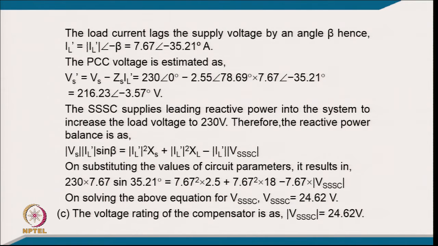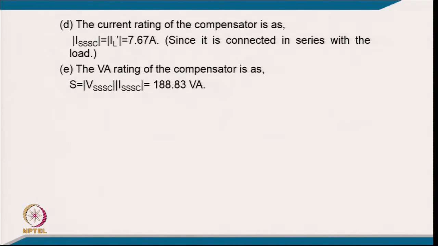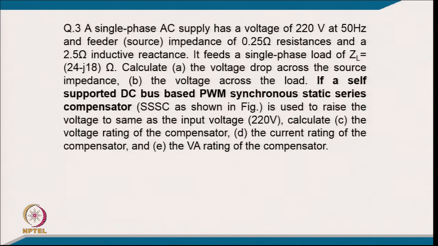So, VL IL sin beta equal to IL squared Xs plus IL squared XL minus the injected voltage times IL, that is VSSSC. On substituting the values of circuit parameters and solving this, we get VSSSC equal to 24.62 volt, and the voltage rating will be the same, 24.62 volt, and the current rating of this compensator is the same as the load current, that is 7.67. The VA rating is the voltage rating times the current rating, which comes to 188.83 volt ampere.